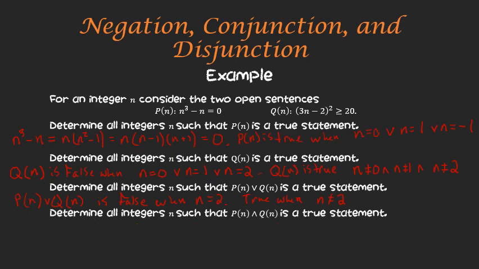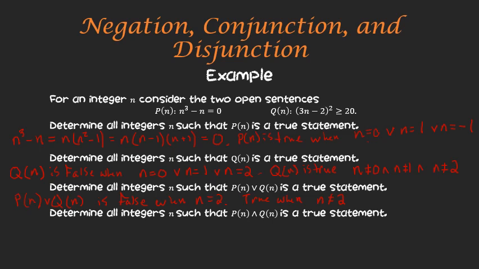How about a conjunction between the two, P of n and Q of n? Remember, P of n and Q of n is true precisely when both P of n and Q of n are true. So P of n is only true at 0, 1, and -1. So if we want P of n and Q of n to be true, we need to have P of n to be true. So these are really our only chances, 0, 1, or -1. And then we can go through those three options and see if that makes Q of n true as well.